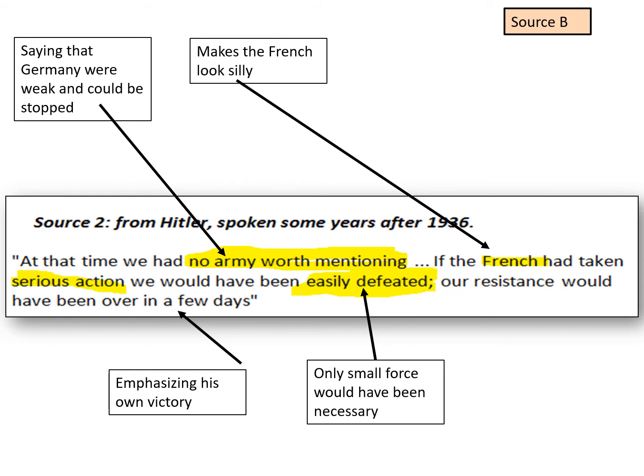And so he's saying only a small amount of troops would have been necessary here in order to stop the Germans. Our resistance would have been over in a few days. In other words, they might have been fighting for a few days and then the French would have won and it would have been a big disaster for Germany. So this is Hitler emphasising essentially how clever he was and how silly the French were. So there's a little bit less to annotate this time, but there's certainly 4 things that you can pick out and record now. If you jot those down in your book now, that'd be great.